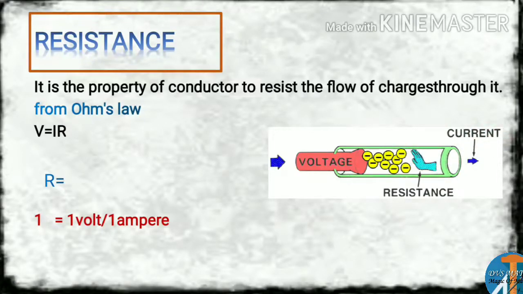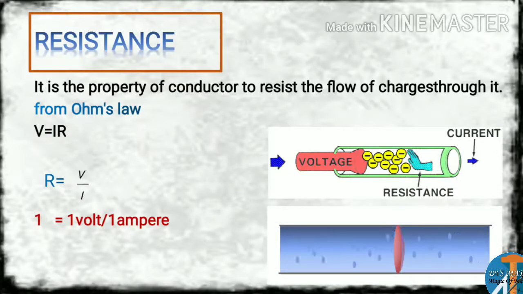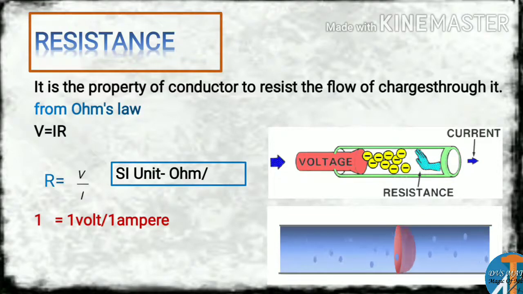So what can we write from Ohm's law? We can write V is equal to IR. If we convert it in terms of resistance, R is equal to V by I. What is the SI unit of resistance? We call it ohm, because it is George Simon Ohm who introduced the relationship between the voltage and the current as Ohm's law. So the SI unit of resistance is ohm, and we write it as OHM, or with the symbol like this.